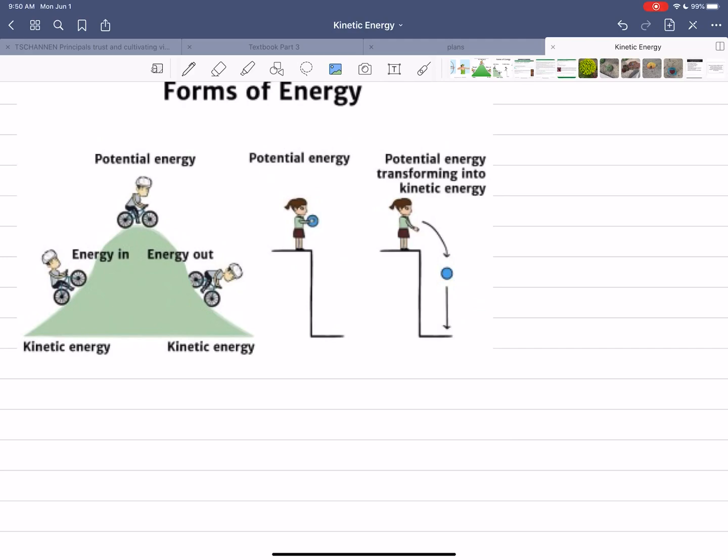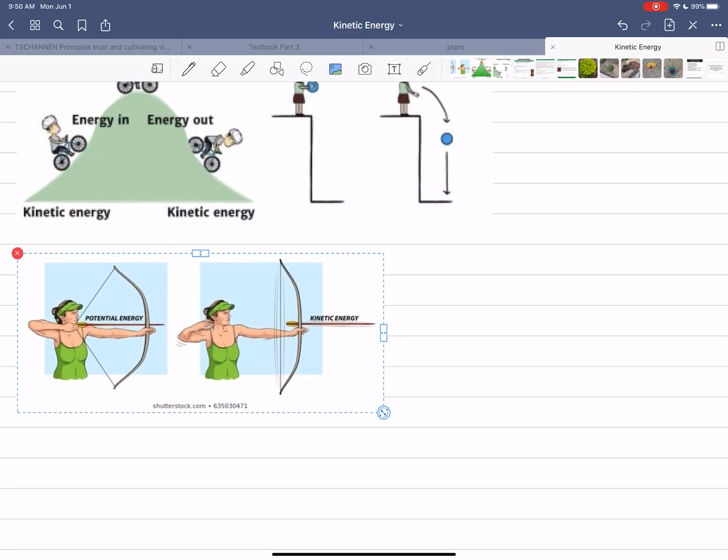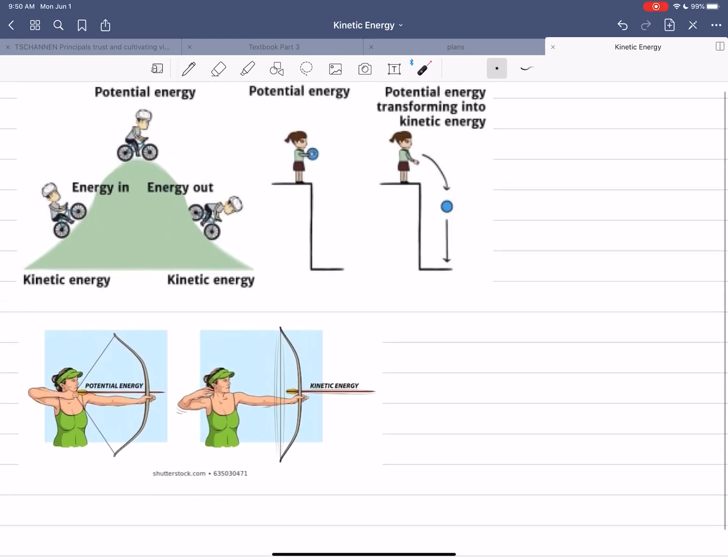Another example. Here we have somebody who is drawing on a bow and arrow. And again, because of drawing on the bow and arrow, we have some potential energy here. And then when the arrow is fired, we have that energy of motion of the arrow, and therefore we have that kinetic energy.